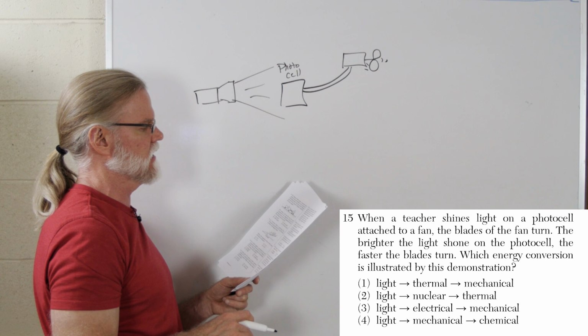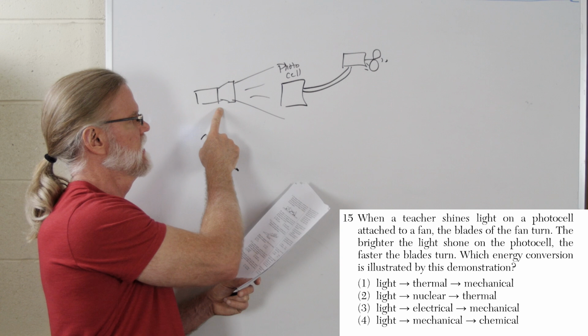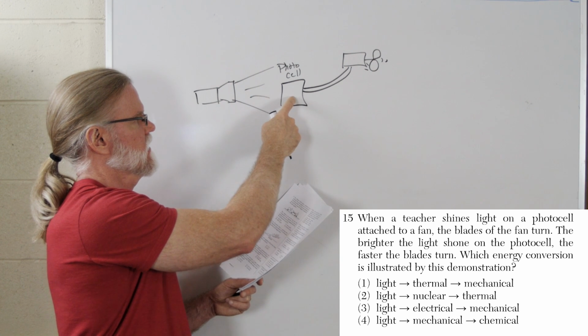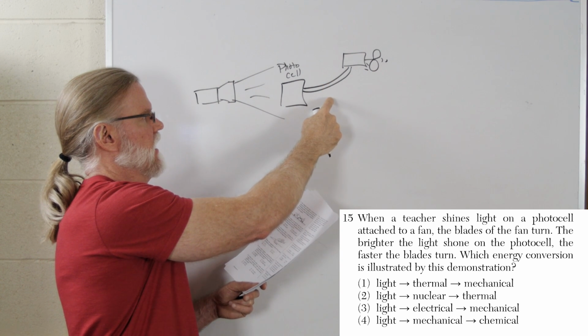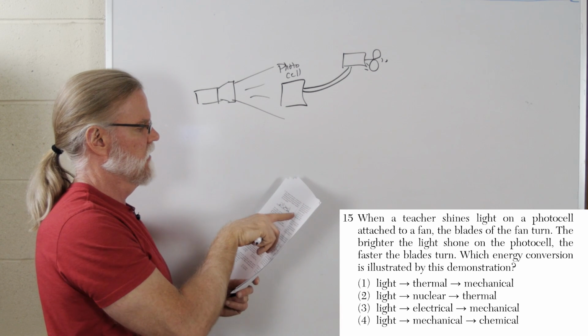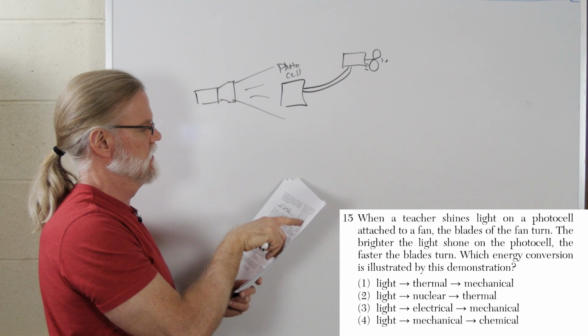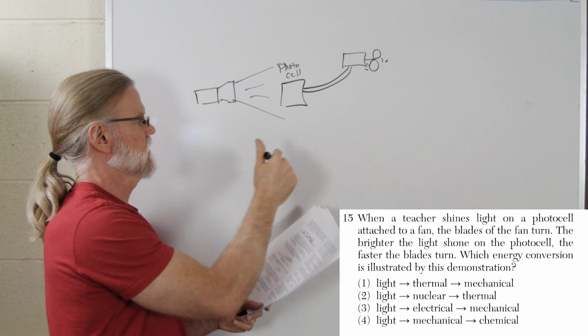Which energy conversion is illustrated? Okay, so we start off with light, and light gets converted into electricity, and that gets converted into kinetic energy. So what do we have? We have light to electrical to mechanical. All right, that's 3.